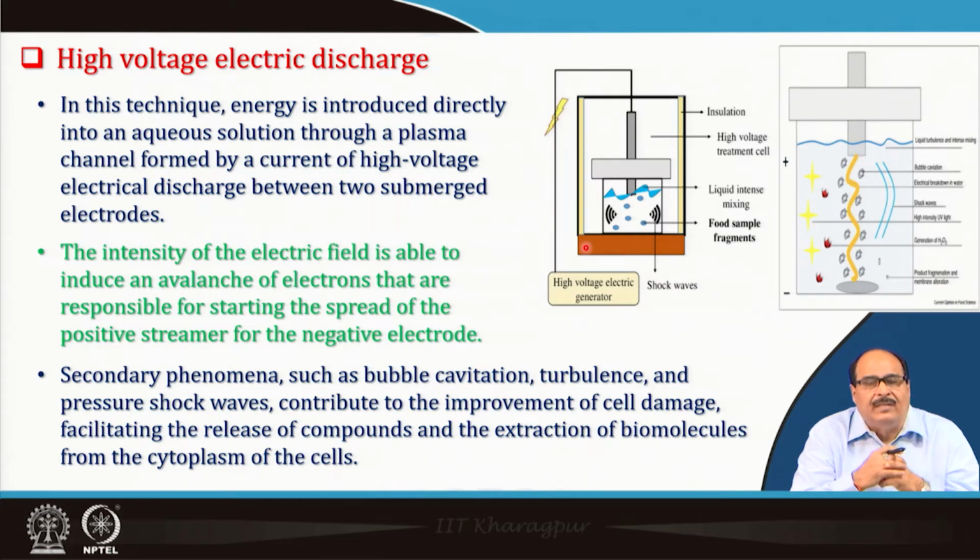In this technique, energy is introduced directly into an aqueous solution through a plasma channel, which is formed by current of high voltage electrical discharge between two submerged electrodes. The intensity of the electric field is able to induce an avalanche of electrons that are responsible for starting the spread of the positive streamer towards the negative electrode. Secondary phenomena such as bubble cavitation, turbulence, and pressure shock waves contribute to the improvement of cell damage. They facilitate the release of compounds and extraction of biomolecules from the cytoplasmic cell. So again, there are shock waves that cause damage to the cell.